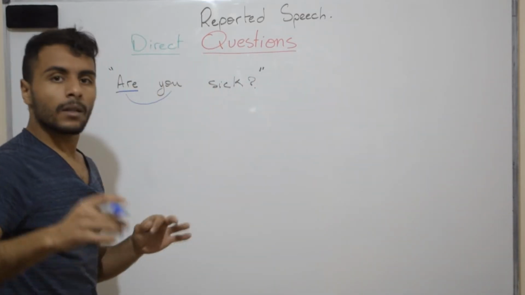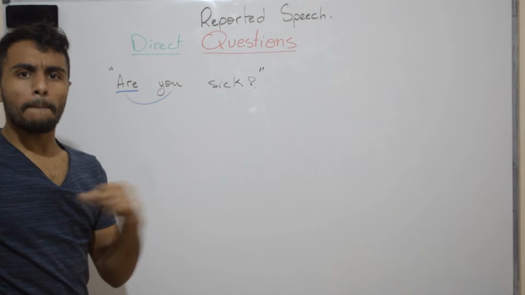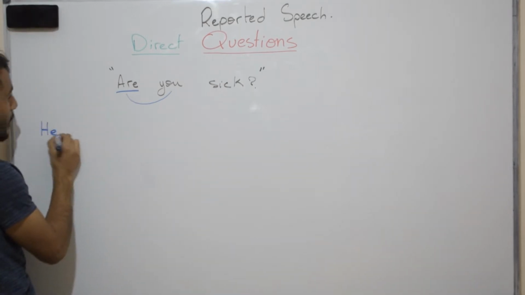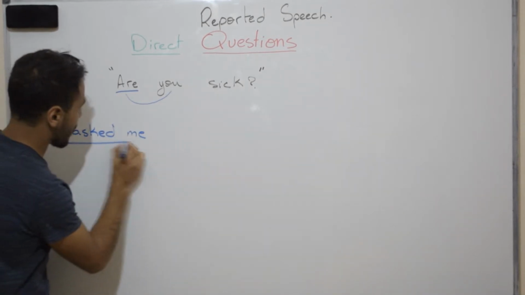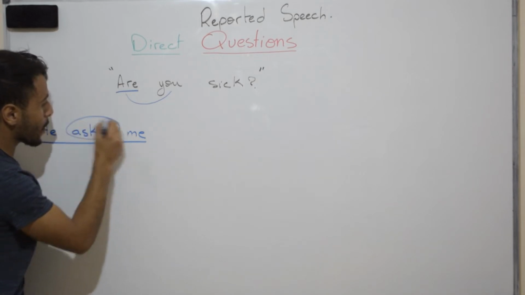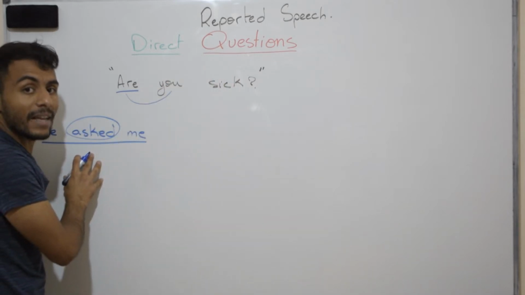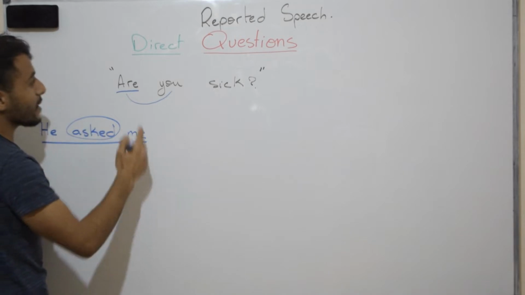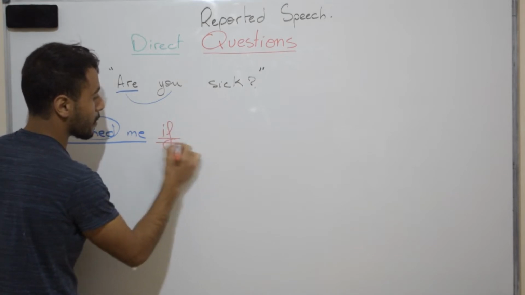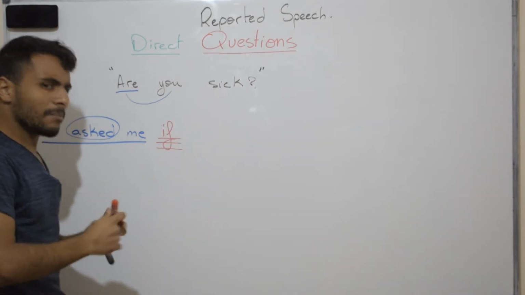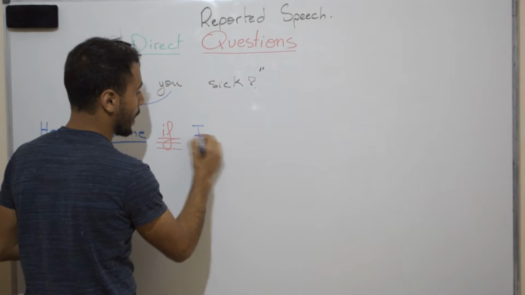Okay. I want to report this sentence. So, are you sick? Go ahead, tell your mom what I asked you. The teacher asked me. So, he asked me. Now, it's different. The reporting sentence with the reporting verb is different because it's a question. You're not going to say he told me or he said. No, he asked. He asked me if, it's a condition. He asked me if I.